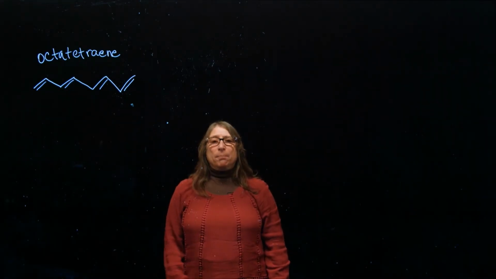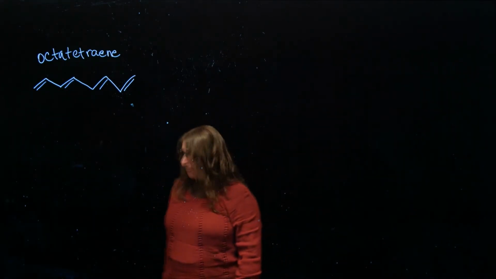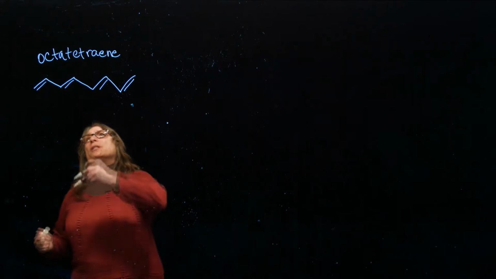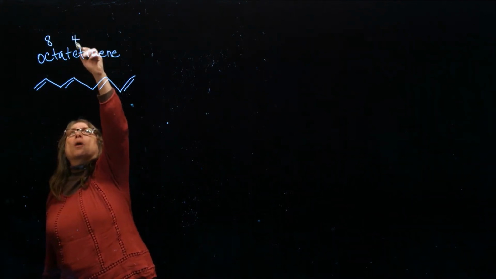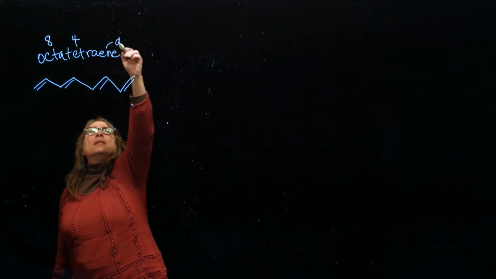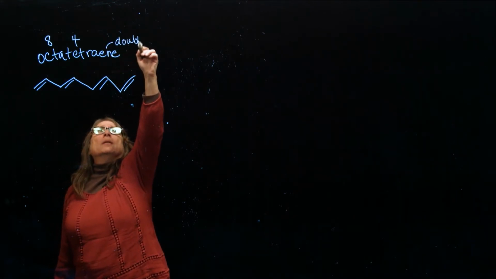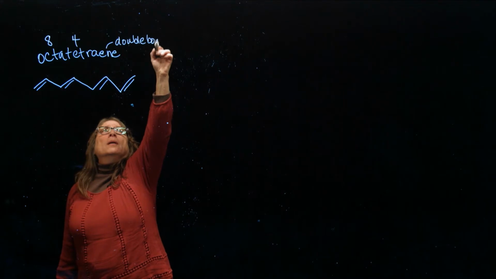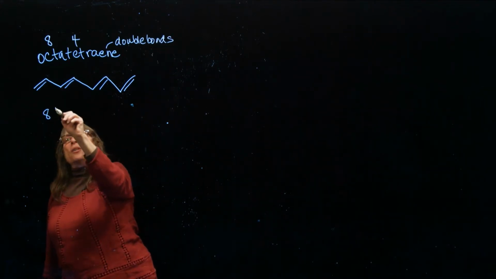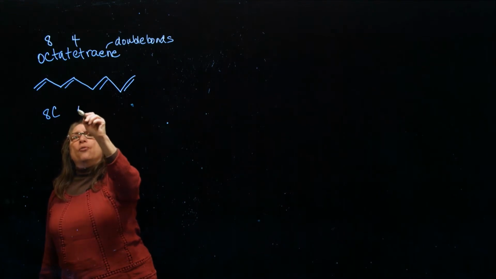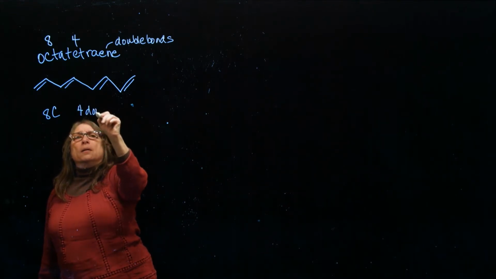I want to talk to you about the bonding in octatetraene. First, notice that octa means 8, tetra means 4, and this ene means double bonds. And so this means I have 8 carbons with 4 double bonds.